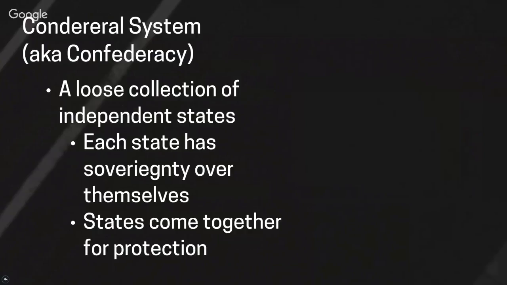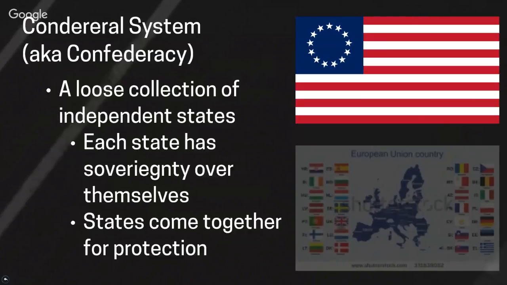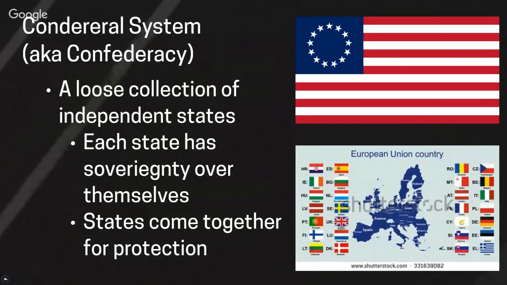Right? So we still had our own laws, we still had our own currency in each individual state, but we decided to come together for protection. So what's an example of a confederal system? Colonial United States. Old United States is an example of the confederal system, or the confederacy. But there's also one more example. It's called the European Union.